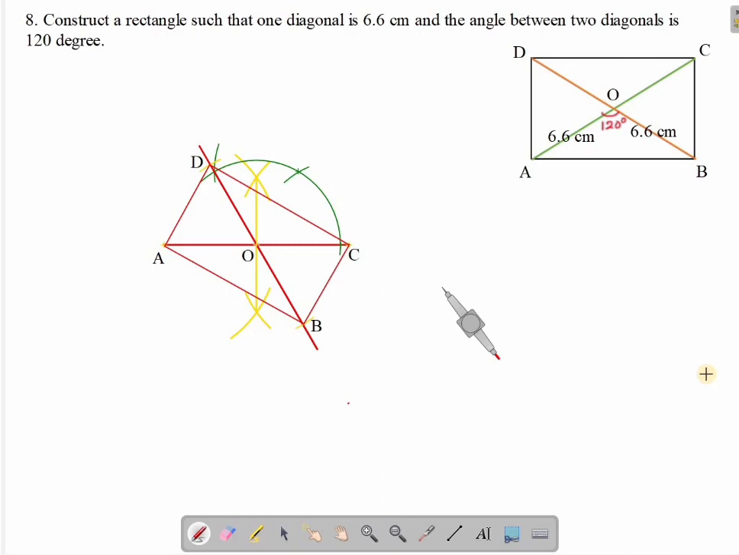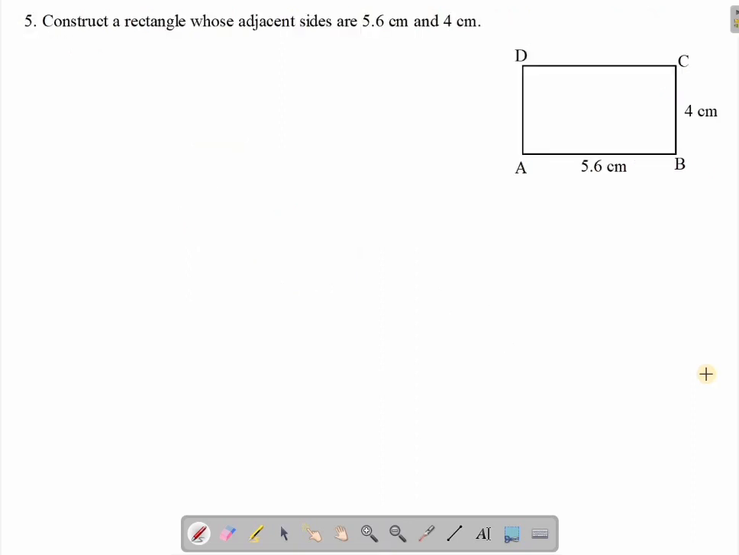All right, let's move to the next question. So here is the question. In this case, construct a rectangle whose adjacent sides are 5.6 and 4 centimeters. So I have drawn a rough diagram. Before we go into the problem, please keep in mind that each interior angle in your rectangle will be 90°. So whenever you are given adjacent sides, you have to construct 90° angle. Keep that in mind.